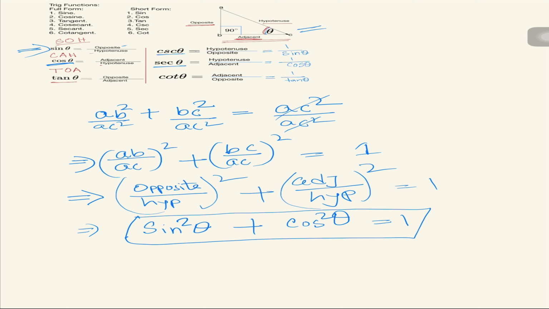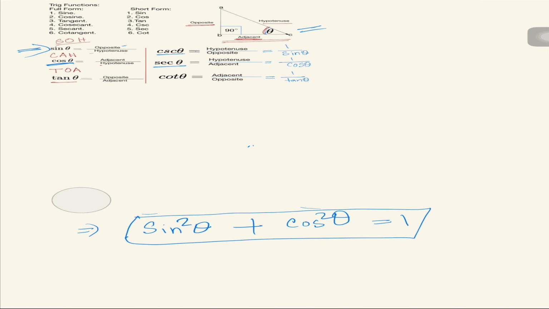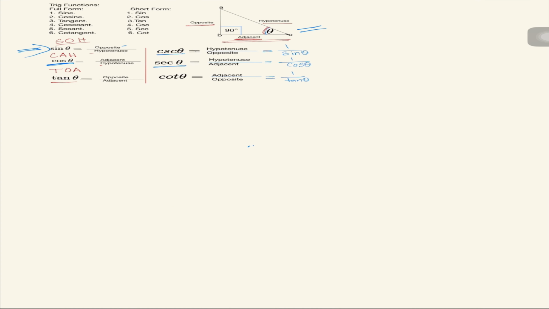So I want you to memorize it, but at the same time I want you to understand where it came from. If they ask you to prove this, you can do it this way. Or let's say they ask you to show that sine squared theta plus cosine squared theta equals 1. There are various ways you can do that. You can draw the triangle and write down the Pythagorean theorem, then do it that way.